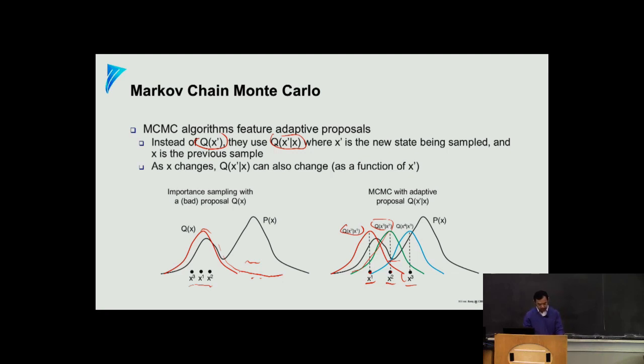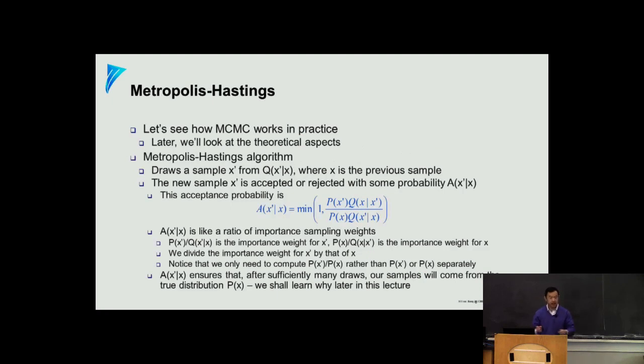So today we're going to study how to really operationalize this idea, and also how to make sure that they are correct. Say after many samples, your samples are actually coming from the true target distribution P. So one important idea is known as the Metropolis-Hastings algorithm. It basically operates like the following.